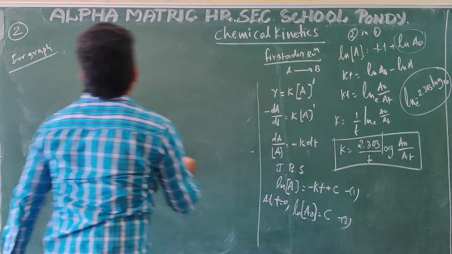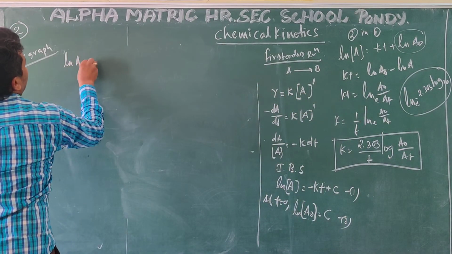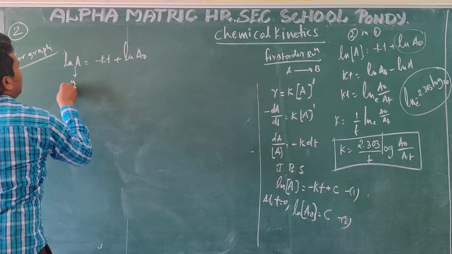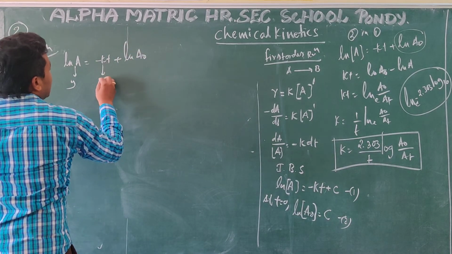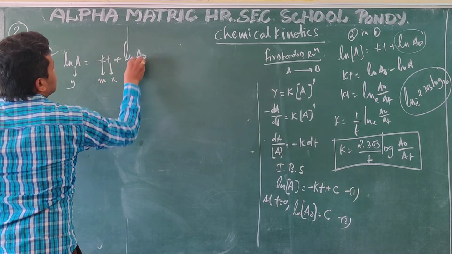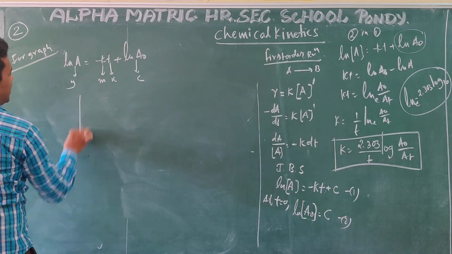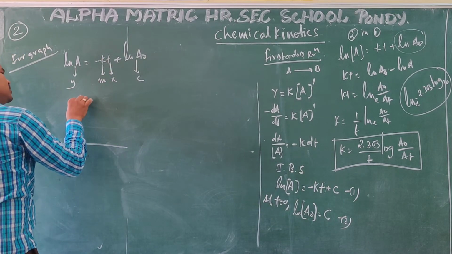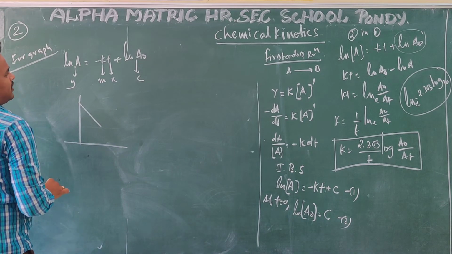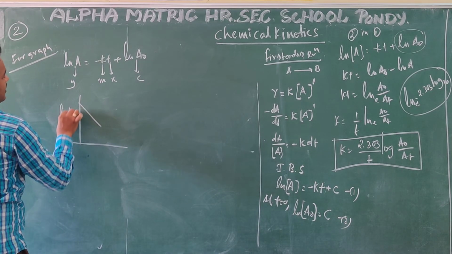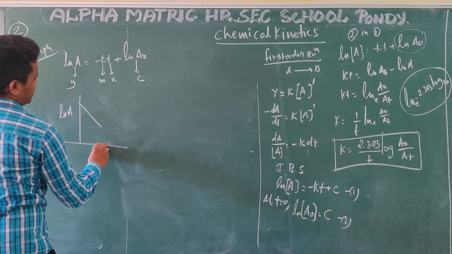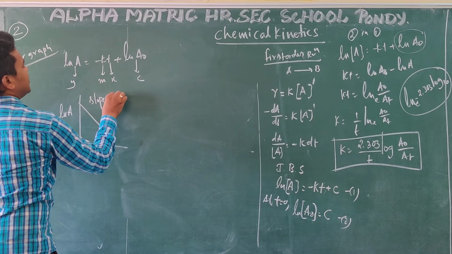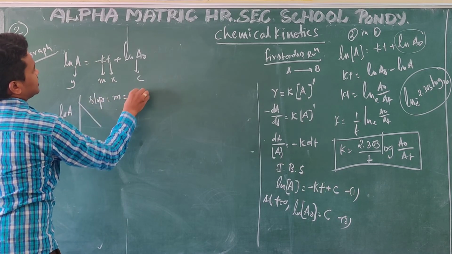So what I am writing: ln A is equal to minus kt plus ln A naught. It is like y, it is like m, it is like x, it is like c. What is the graph we can write? Which is positive or negative slope? Slope is negative, so it comes like this. So what is our y-axis? Ln A. What is our x-axis? Time. What is the slope here? Slope is nothing but m here, that is minus k.